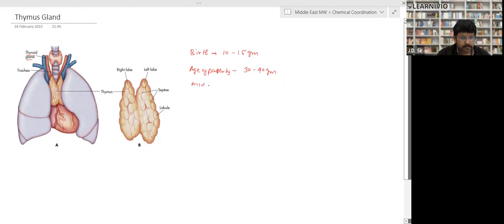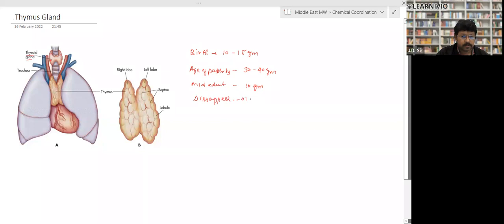it reduces in weight at mid adult stage, up to 10 gram. Let's stop. Disappearance of thymus means at the old age it disappears.